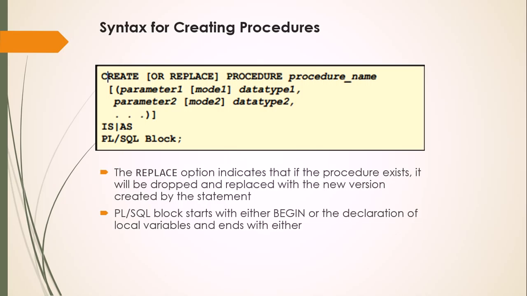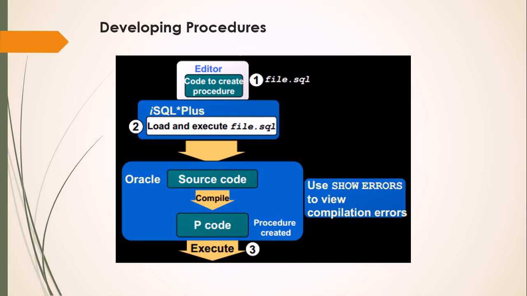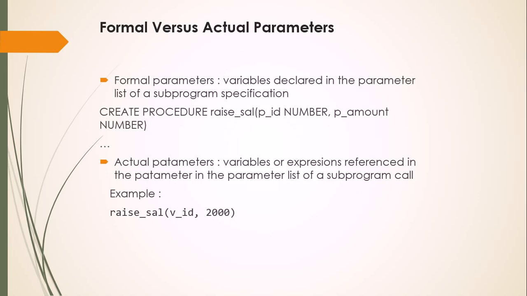The replace option indicates that if the procedure exists, it will be dropped and replaced with the new version created by the statement. A PL/SQL block starts with either begin or the declaration of local variables and ends with end. Developing procedure. The first is code to create a procedure. The example is file.sql, and to load an executable file.sql, just compile and we can execute. Use show errors to view compilation errors.